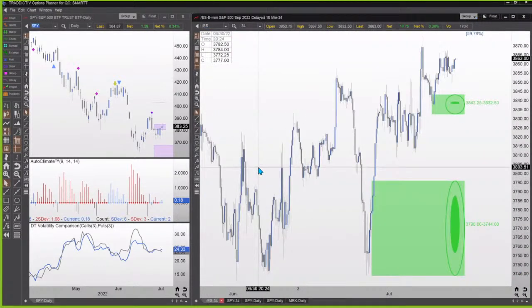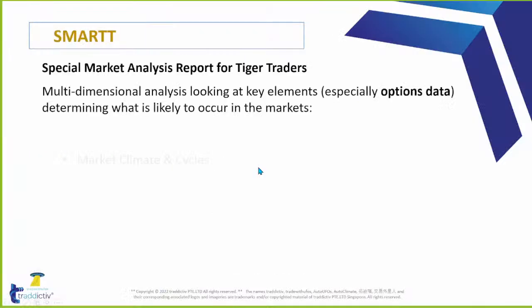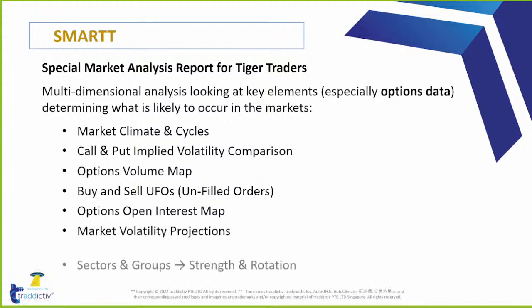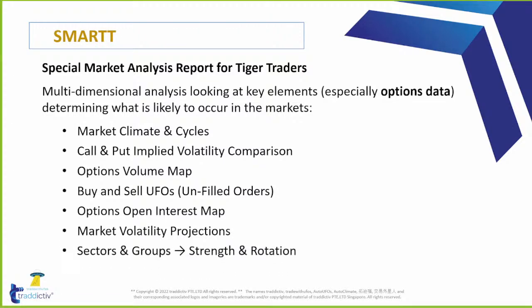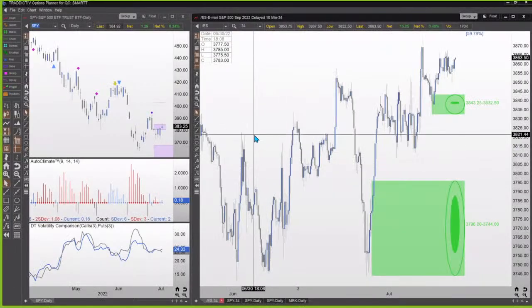But now we need to move forward with the session. We need to do our SMARTT market analysis report for Tiger Traders. We're going to look at climate, implied volatility comparisons, volume map, UFOs, all sorts of things. So let's do this quickly. Today, to be honest, the analysis is going to be quite short and simple, because today is a day basically to be a bit patient, as you will see. So what are we looking at?